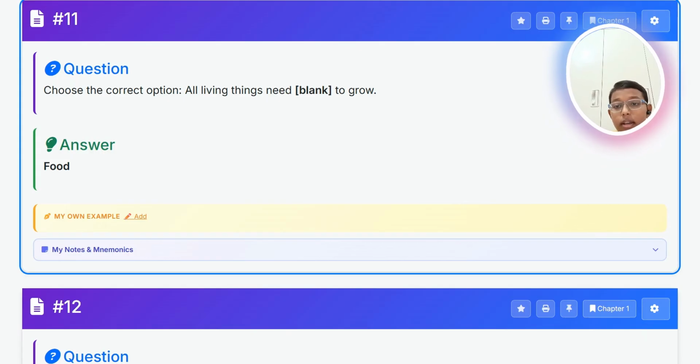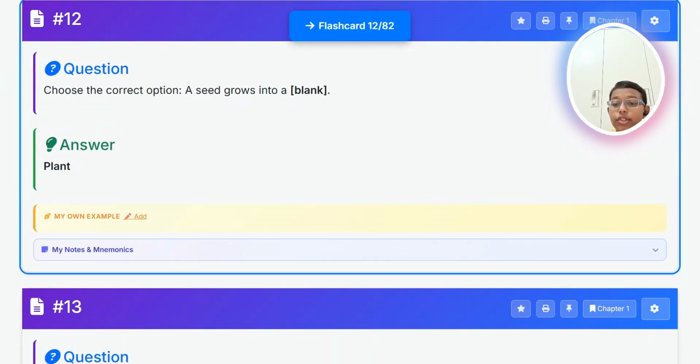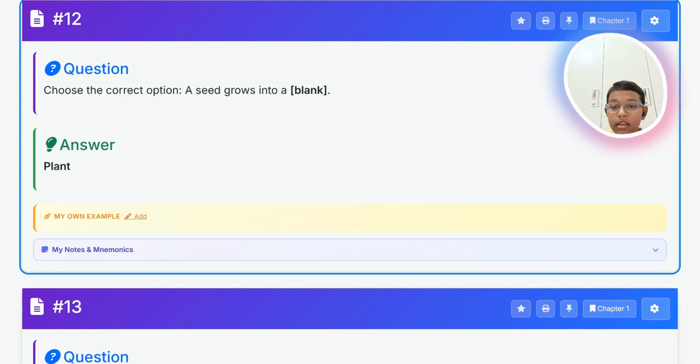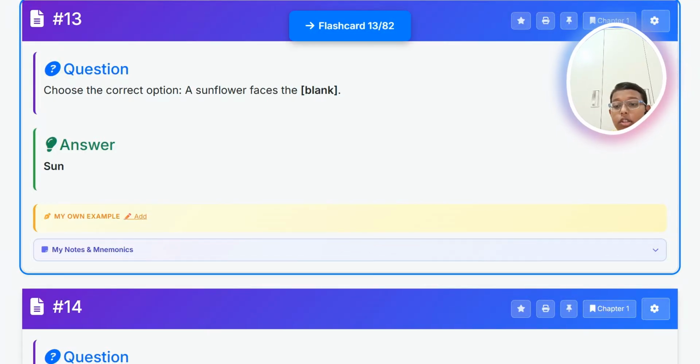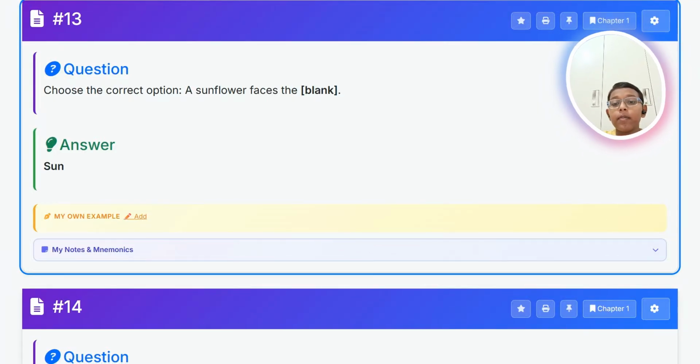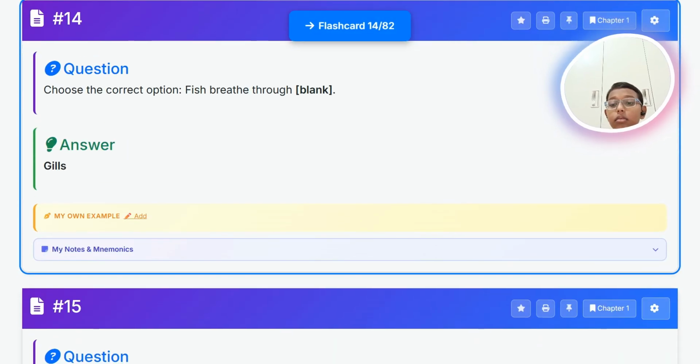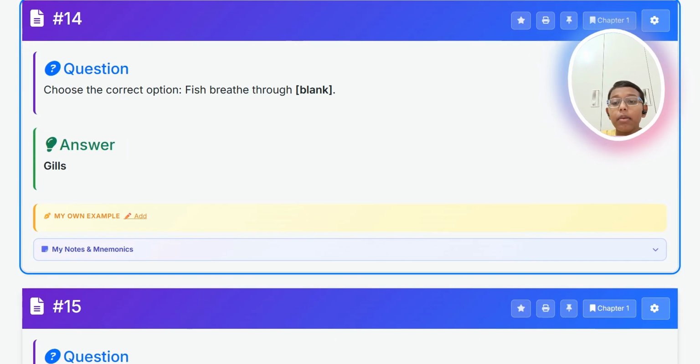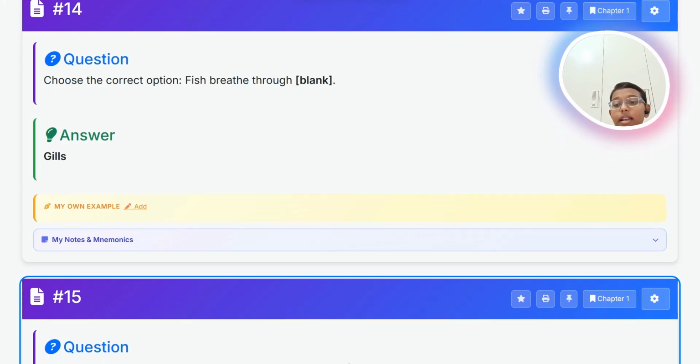Choose the correct option. All living things need blank to grow. Answer: food. Choose the correct option. A seed grows into a blank. Answer: plant. Choose the correct option. A sunflower faces the blank. Answer: sun. Choose the correct option. Fish breathe through blank. Answer: gills.